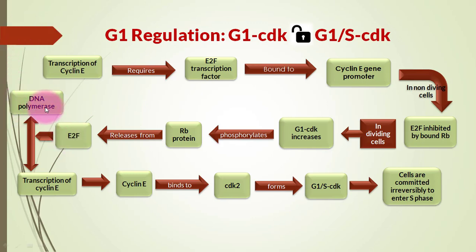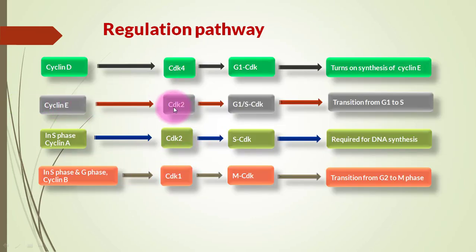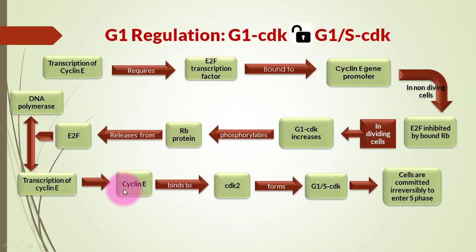It will transcribe some DNA polymerases which are required for the S phase, and it will also transcribe the cyclin E gene, producing cyclin E. Why is the RB protein released from the transcription factor? Because this complex has phosphorylated the RB protein, and the RB protein became inactive, releasing from the E2F transcription factor. Now the transcription factor is free to move and transcribe the gene. The transcription factor will help in the transcription of DNA polymerase and the transcription of cyclin E. Cyclin E is produced due to the transcription of the gene.